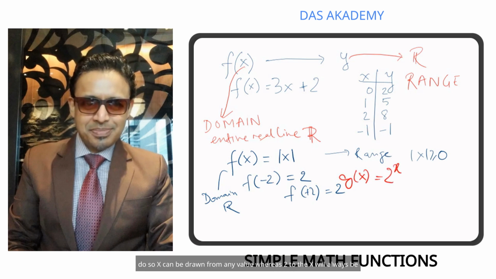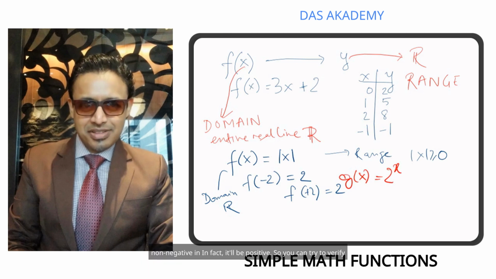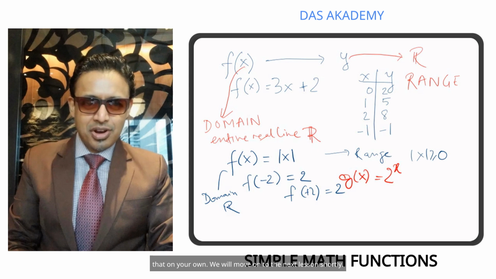What does this do? x can be drawn from any value, whereas 2 to the x will always be non-negative. In fact, it'll be positive. You can try to verify that on your own. We will move on to the next lesson shortly.